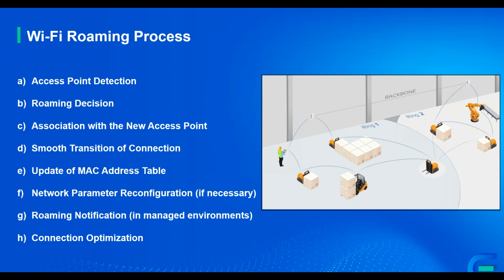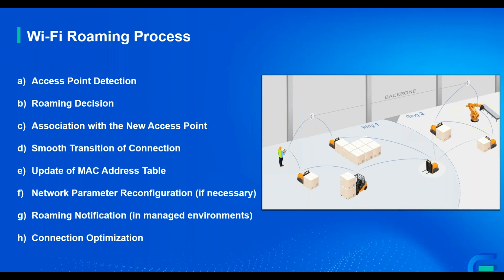The third step is the association with the new access point. The device associates with the selected new access point, authenticating and establishing a new connection. The fourth step is a smooth connection transition, a seamless transition that is ensured to avoid data loss.